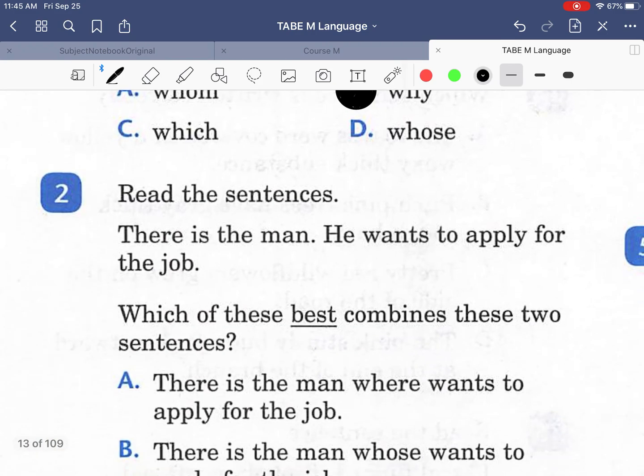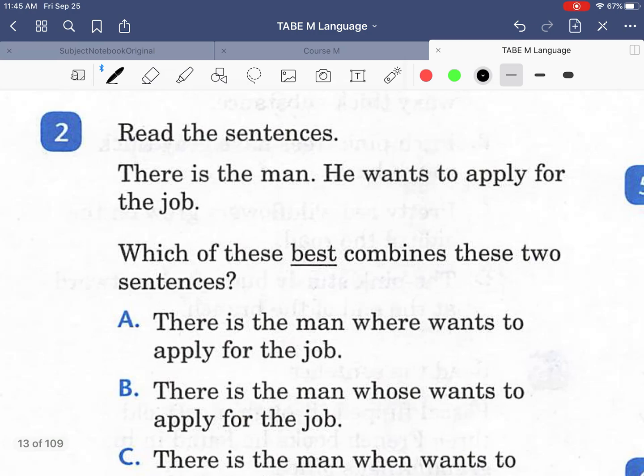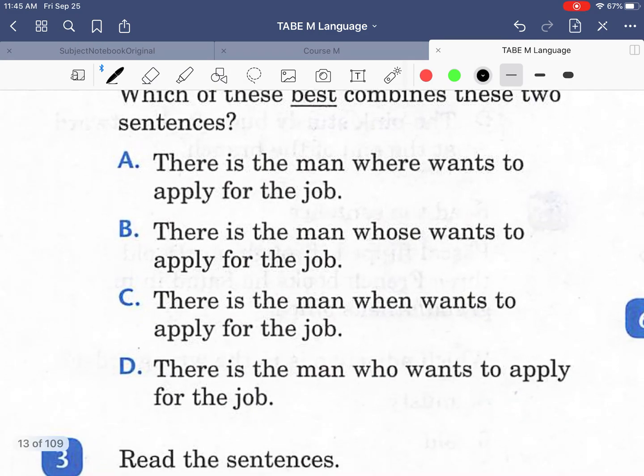Number 2, read the sentence. There is the man. He wants to apply for the job. We want to combine those sentences. So which of these is the best combination? Which of these best combines these two sentences? There is the man where wants to apply for the job. There is the man whose wants to apply for the job. There is the man when wants to apply for the job. Or there is the man who wants to apply for the job.